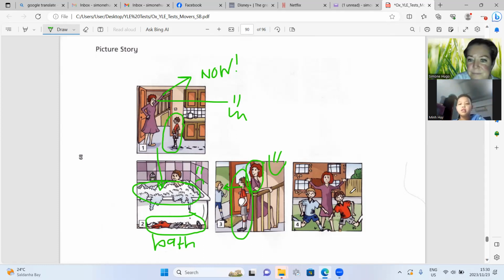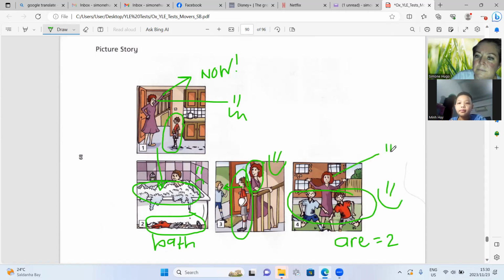Finally, the children are very dirty. They are very happy. Tom's mom is angry. Good job. You did very well, Minhui. I want you to tell me one more time. We start again.